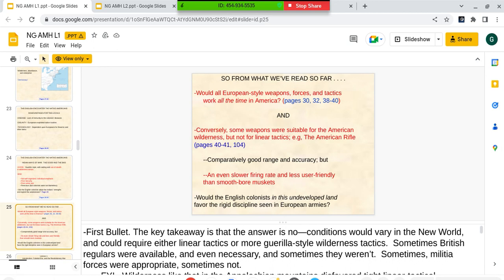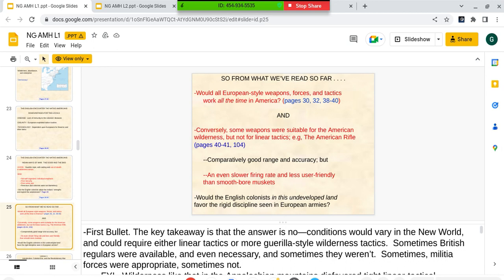Now, as far as all European-style weapons go, forces and tactics, they didn't always work in America. Some weapons worked really well in linear tactics, like in Europe, where you have all your people in formations going muzzle to muzzle, close combat with other people, everything is linear, highly organized and orchestrated. That's not how we fight in America. They use guerrilla tactics where it's people hiding behind terrain features, it's chaotic, it's not all organized. And for that reason, the American rifle was really helpful in this instance.